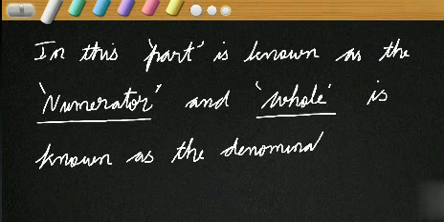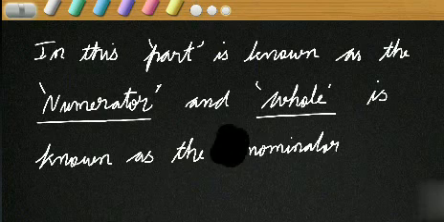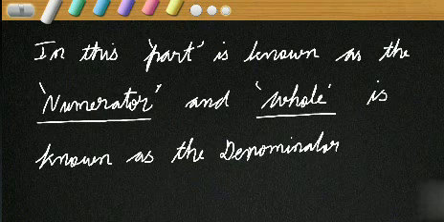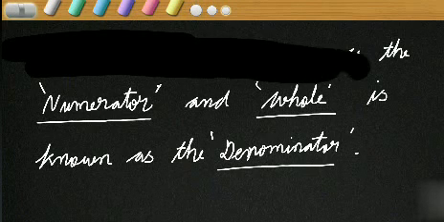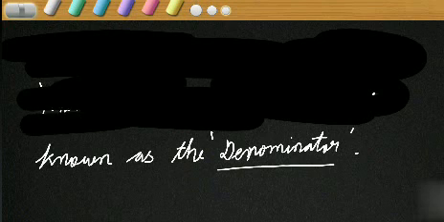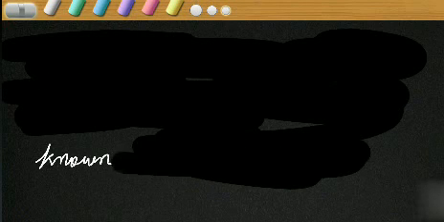Part is known as the numerator and whole is known as the denominator. Please write D in capital, and write the spelling properly. So from this, what can be concluded? Hence a fraction can be written as what? Yes, instead of part by whole, we can write numerator by denominator, isn't it?